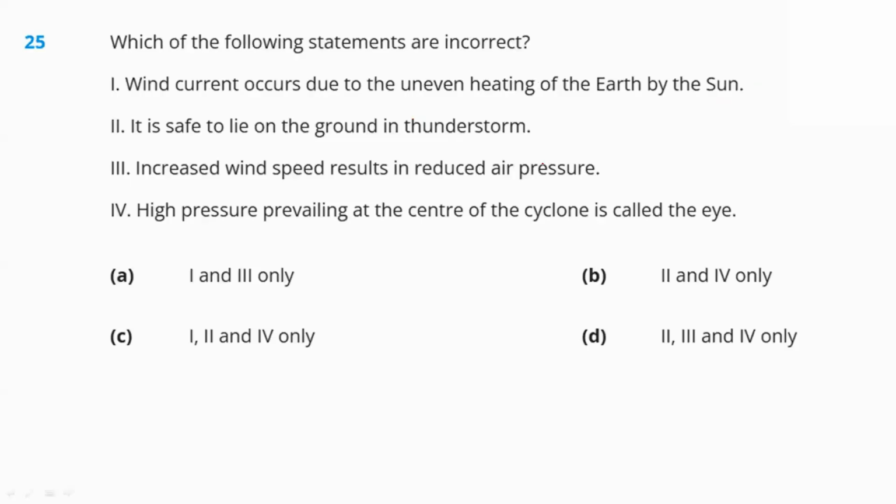Next, which of the following statements are incorrect? Wind currents occur due to the uneven heating of the earth by the sun. Yes, this is correct. It is safe to lie on the ground in a thunderstorm. Wrong. Increased wind speeds result in reduced air pressure. This is correct. High pressure prevailing at the center of the cyclone is called the eye. The fourth statement is also wrong. So options 2 and 4 are wrong statements. So option B is our right answer.